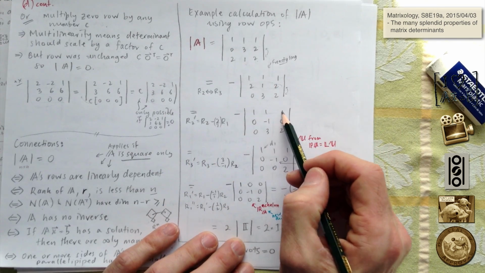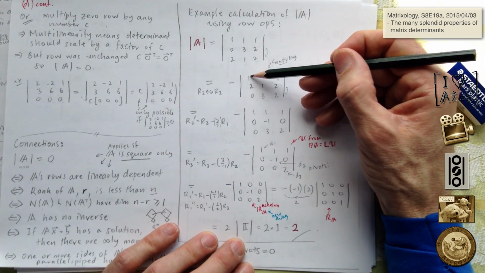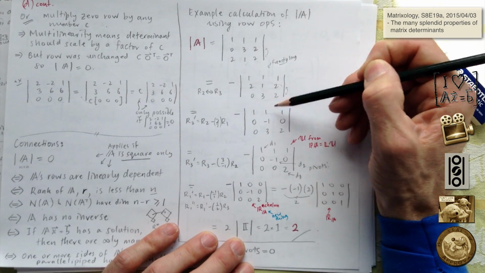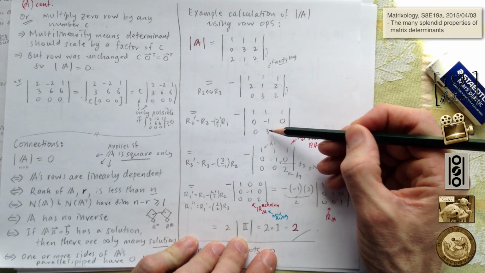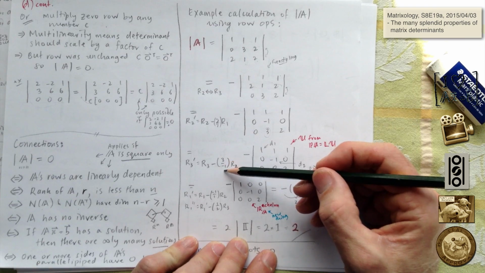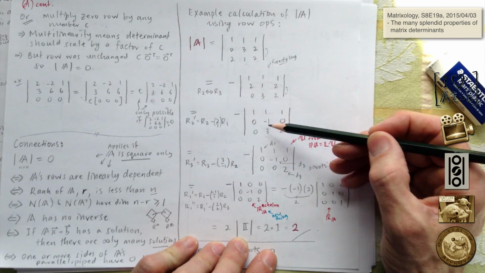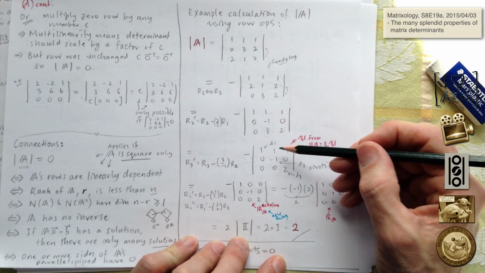So the first row does not change. Third row does not change. The second row, so it's 2 minus 2. 1 minus 2 is minus 1. 2 minus 2 is 0. Now we've got to get rid of this character. So it's row 3 minus 3 divided by minus 1. Same method. We've still got a minus sign hanging around the front.